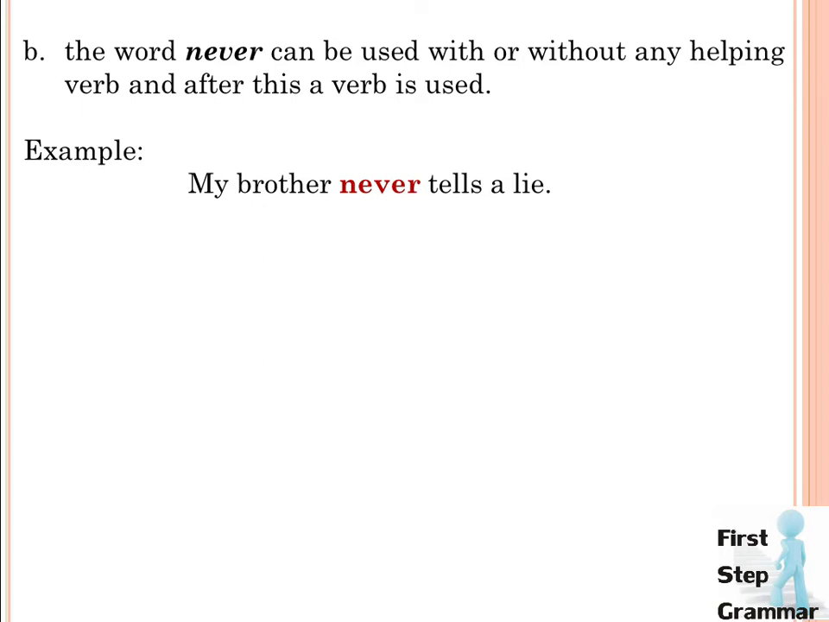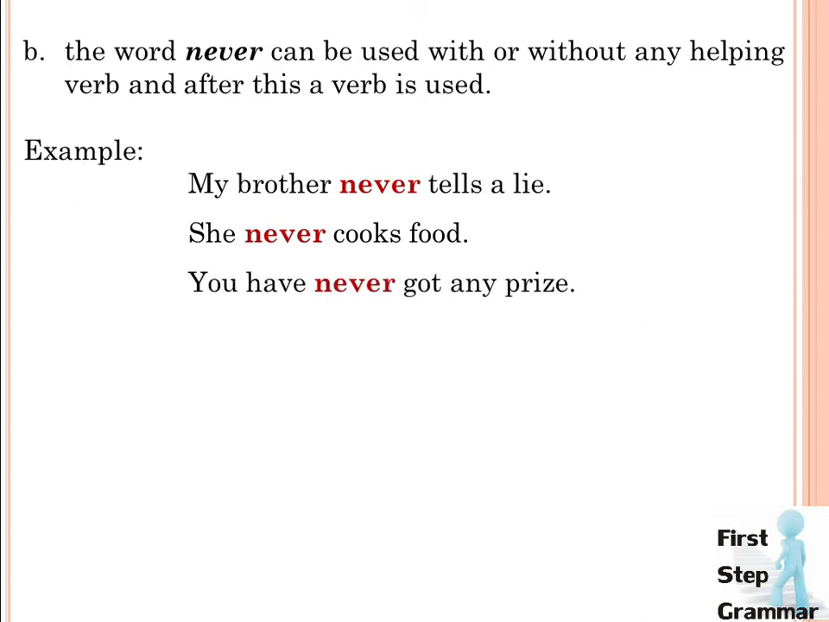Let's see another example. She never cooks food. Now she is the subject and cooks is the verb, and in between them we have used the word never, and no helping verb has been used here. In the next sentence, you have never got any prize. In this sentence we can see that never is used after the helping verb have and before the main verb got. So you can see that never can be used with a helping verb or without any helping verb.